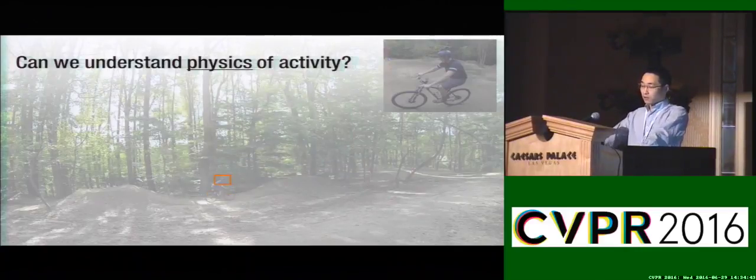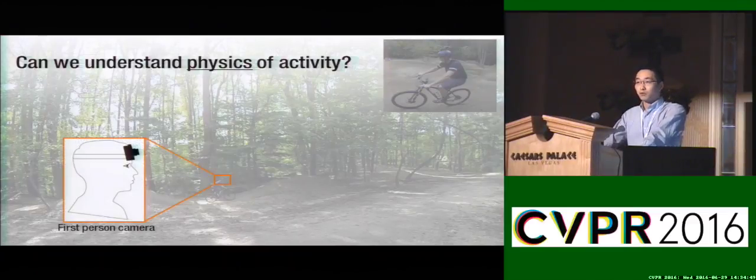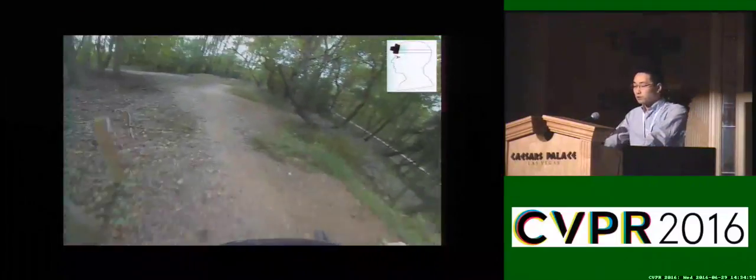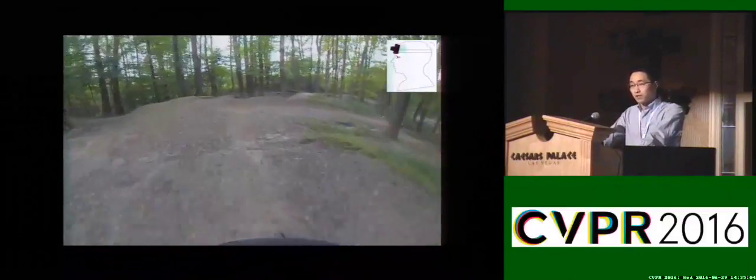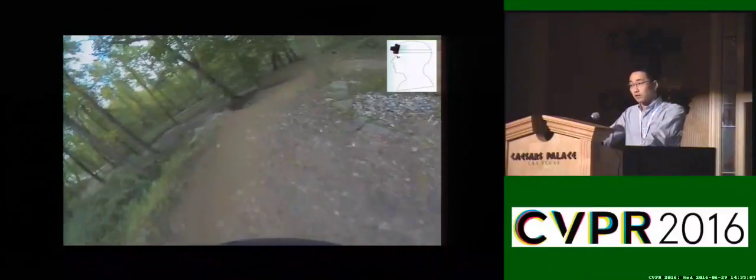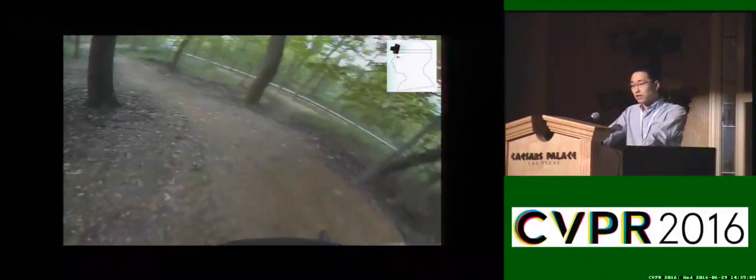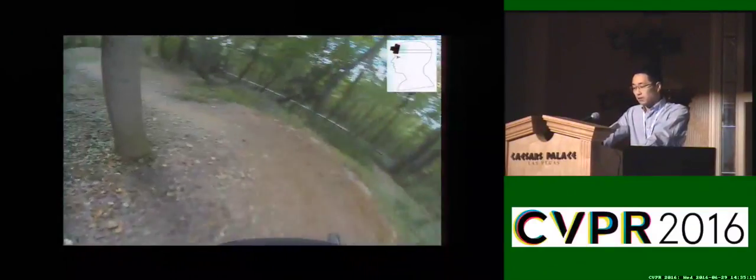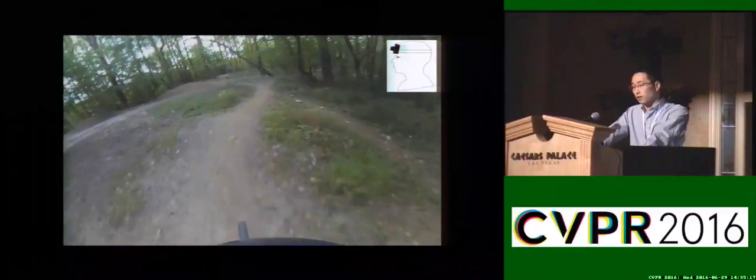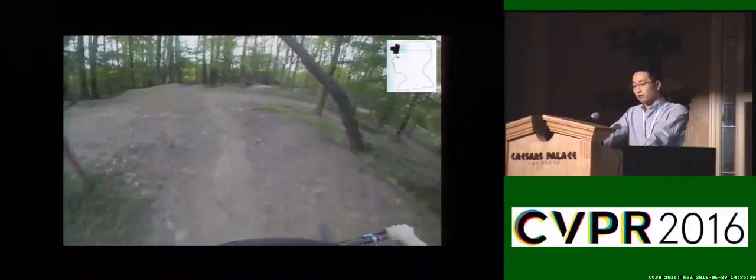A question that I would like to ask with this paper is, if I have a first-person camera that can provide direct access to the visual sensation, can we understand the physics of activity without external sensors? This is a first-person video of the mountain biker. This video stimulates our visual sensation, which allows us to understand where he is going. At the same time, this video also stimulates our physical sensation, which allows us to understand how much force is applied to him and how he controls his bike to balance his posture.